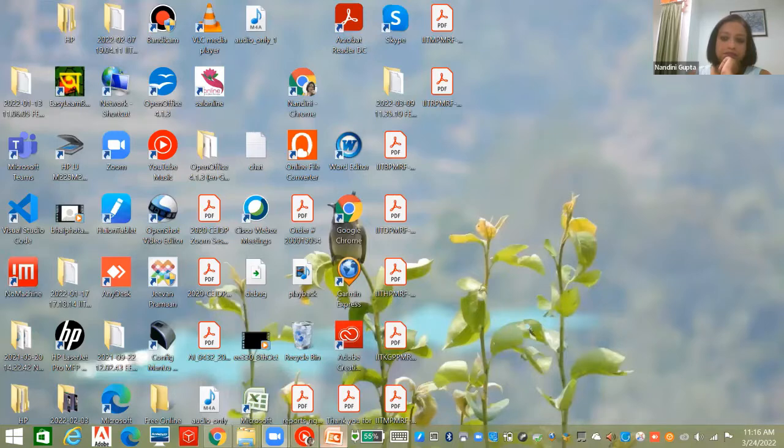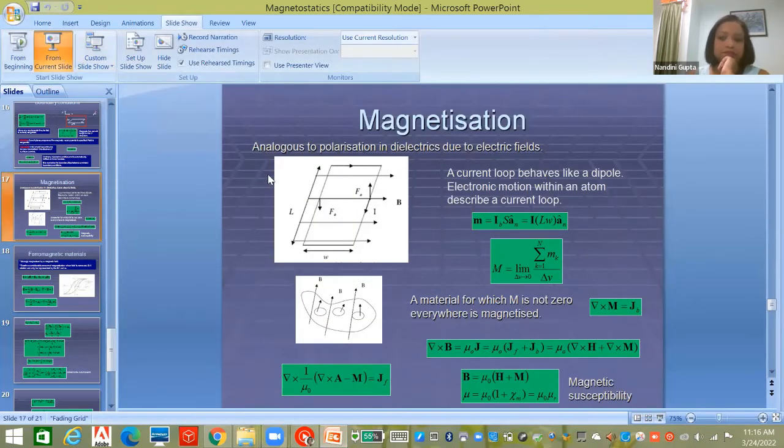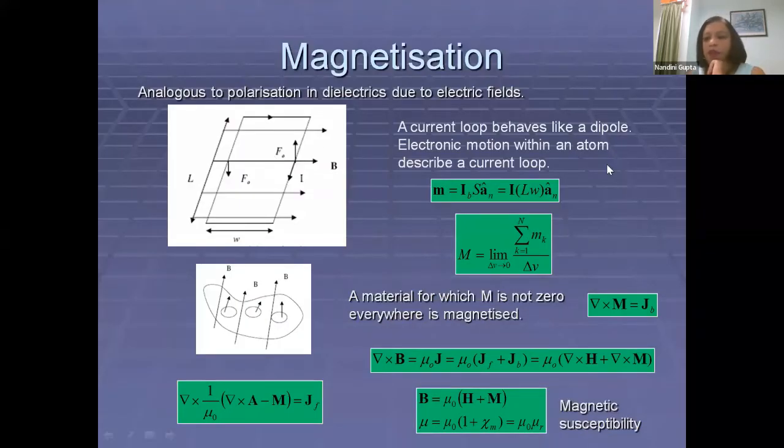Okay, so let us start where we had left off yesterday. We were talking about magnetostatic fields, and in the context of magnetostatic fields, we're going to talk about magnetization.